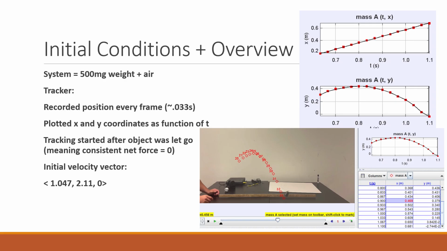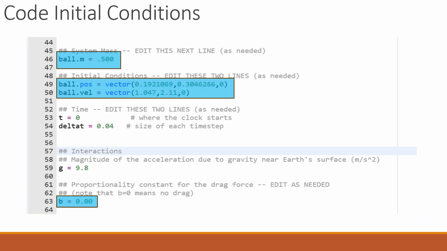Our Tracker recorded position every frame, which was about 0.033 seconds, and plotted the x and y coordinates as a function of t. The Tracker started after the object was let go, meaning the net force was constant. Our initial velocity vector was determined using our velocity formula: position final minus position initial over change in time equals velocity. Here were some of our graphs.